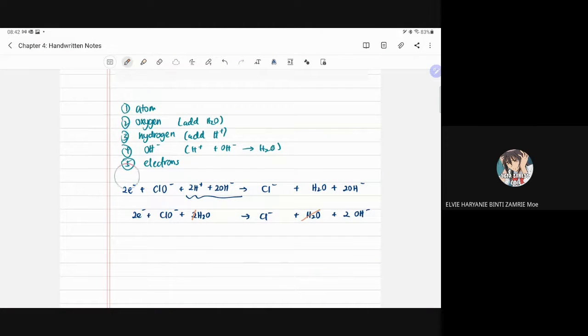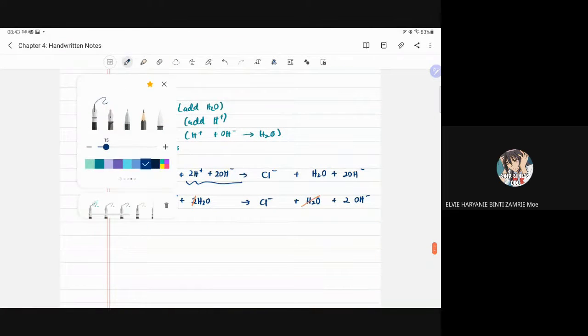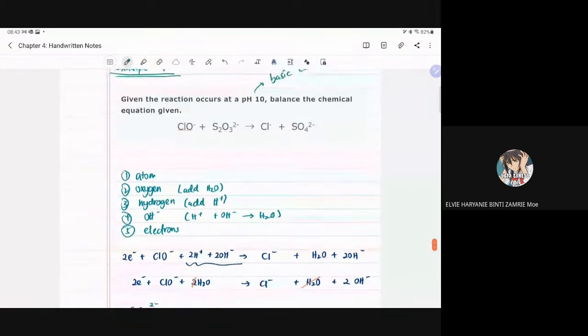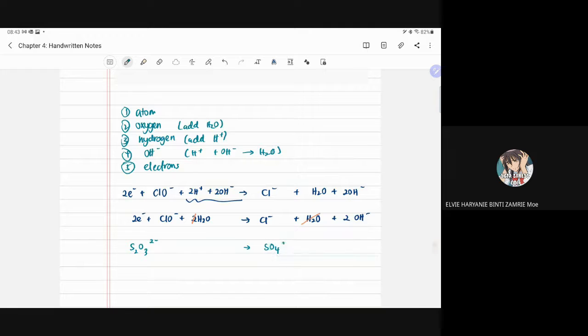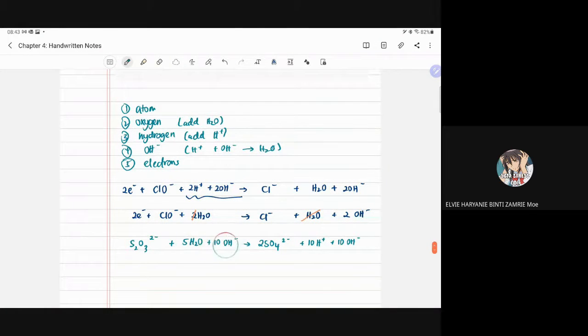And then the next one is S2O3 2 minus. SO4 2 minus. Okay, now ingat atom kena balancekan, so ada 2 ada 1 tak 2. Oksigen ada 8, oksigen ada 3. Tak cukup oksigen, kita tambah water, 5H2O. Ada 10H tambah 10H plus tambah 10OH minus. Okay, so now tambah elektron pula, so this is negatif 12, ini adalah negatif 4, so tambah 8 elektron.